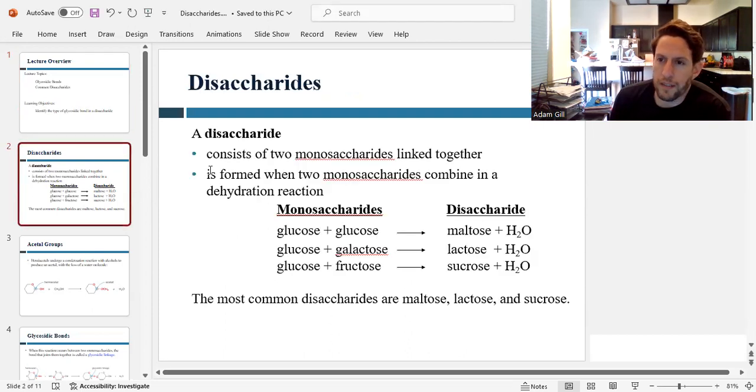So what are disaccharides? As the name implies, di means that it is two sugars connected together. And the reaction that connects two sugars is a dehydration reaction, meaning when the two sugars are linked together, there's a loss of a water molecule. And so we'll look at the formation of three specific disaccharides today. Maltose, which is formed from two glucoses, lactose, which is formed from glucose and galactose, and sucrose, which is formed from glucose and fructose.